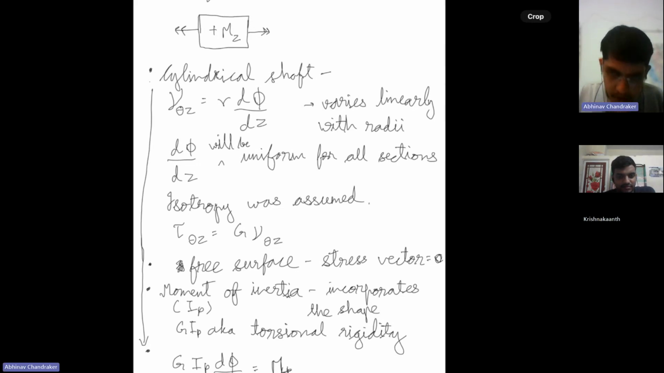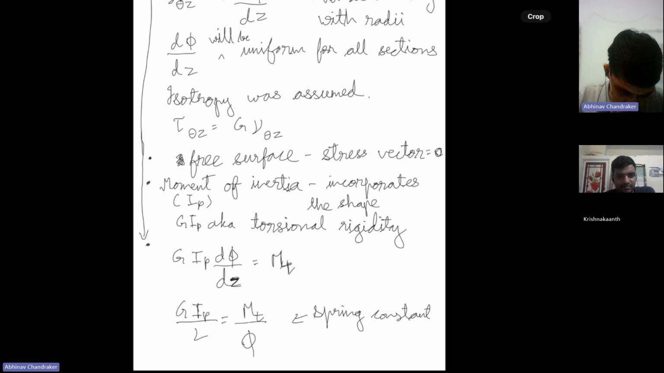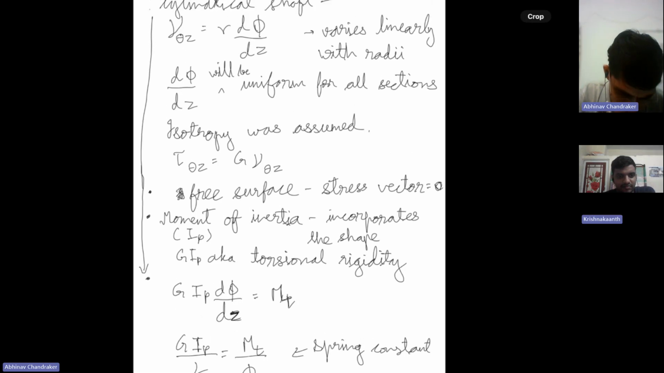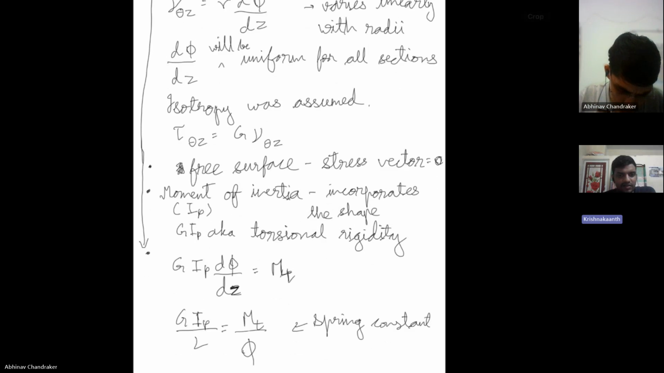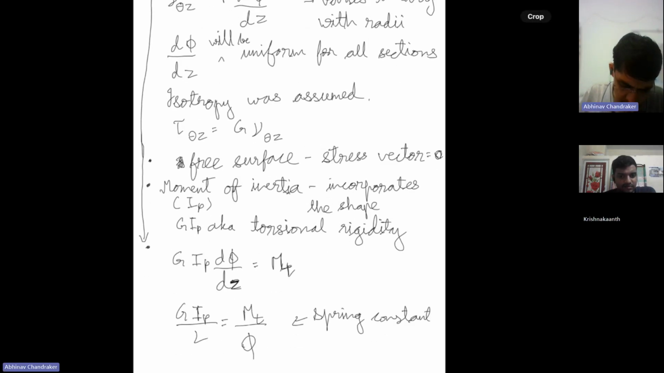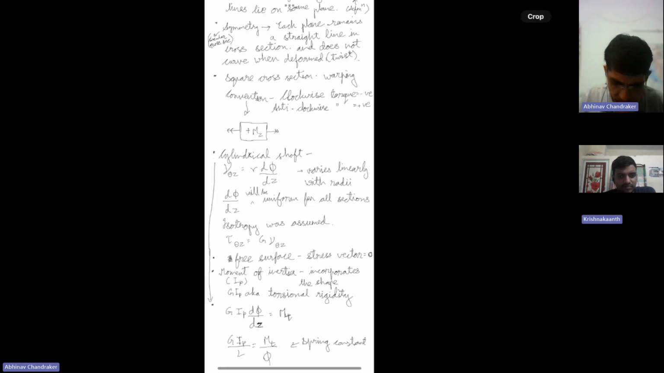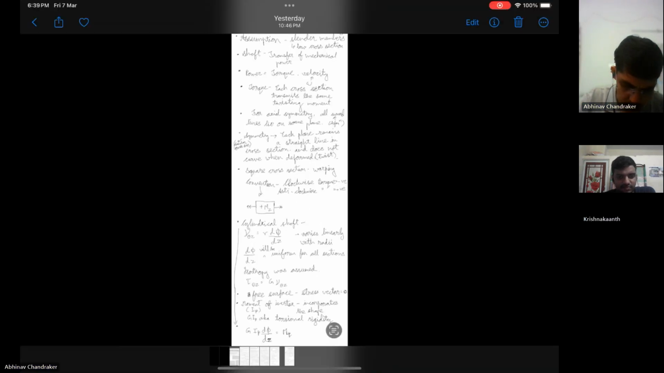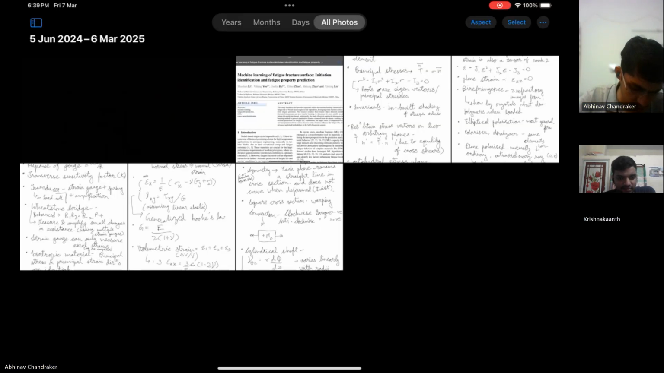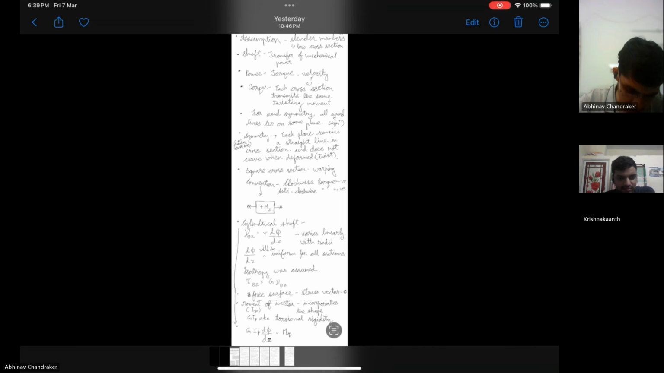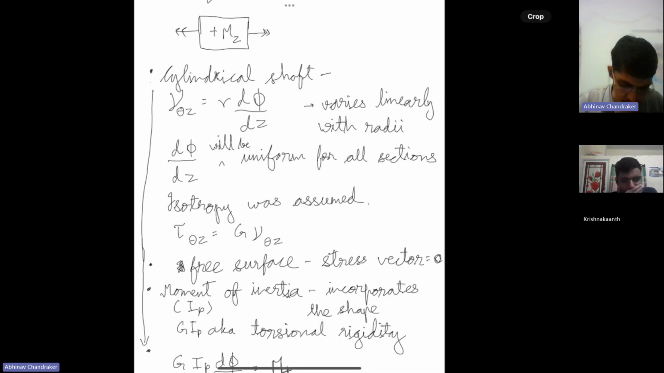I think this part is understood, or do you want to discuss this? That's clear, sir. So we were around here, not torsional rigidity. Actually, my pen is not working, but fine.